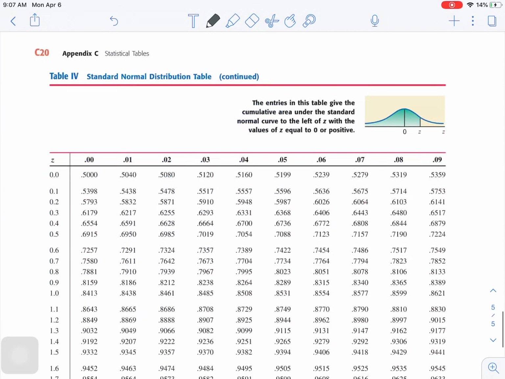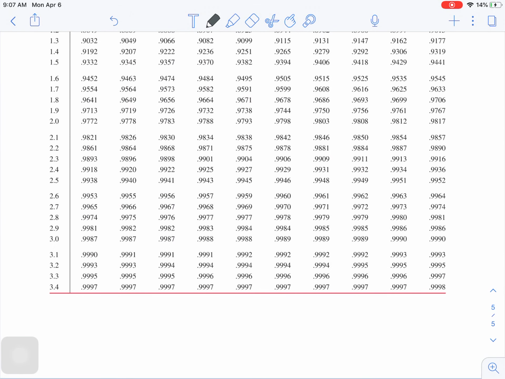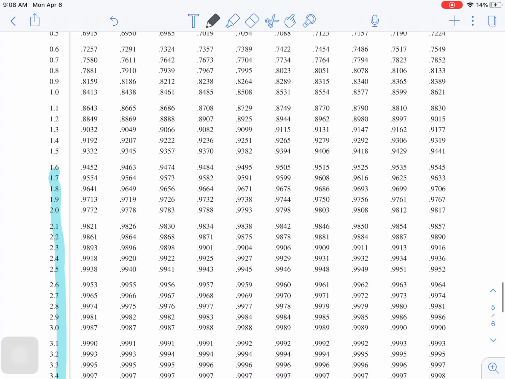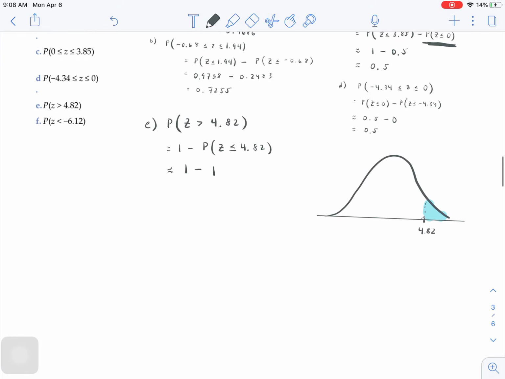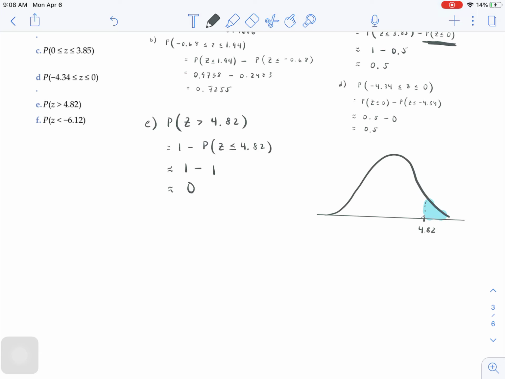So I go down to my table. Remember, my z table only goes to z values as large as 3.4. 4.82 is larger than that, so I'll approximate the area to the left with 1. So the probability that z is greater than 4.82 is about 1 minus 1. So the area to the right is 0, approximately 0.